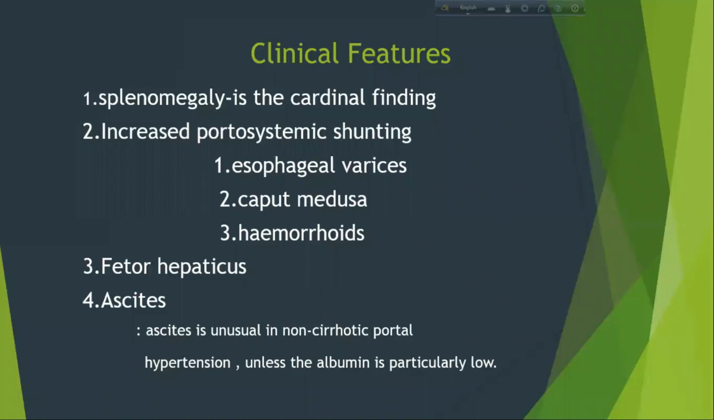Now the clinical features. Splenomegaly is the cardinal finding. Increased portosystemic shunting that is evident by esophageal varices, caput medusae, hemorrhoids. Number three, fetor hepaticus, and number four, ascites. It should be noted that ascites is unusual in non-cirrhotic portal hypertension unless the albumin is particularly low.